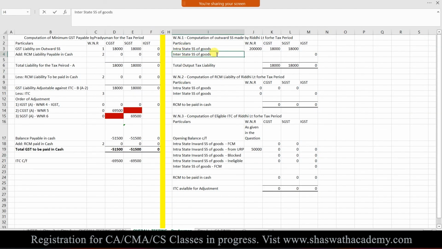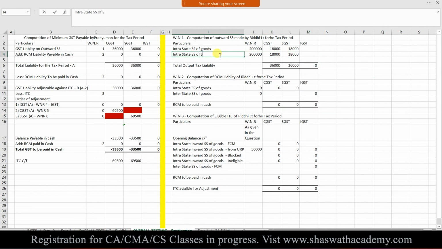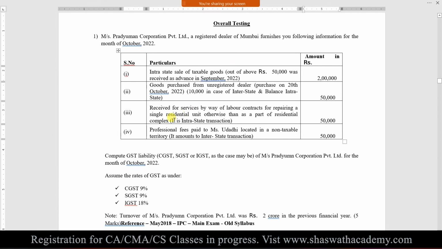This time I have to add one more line item. Interstate supply of services, and this time it's only 50,000. Accordingly, it has got altered. Last one, professional fees paid to Uday located in a non-taxable territory. It is amounting to an interstate transaction, 50,000. My dear, professional fees, I should say, advocate fees or legal service fees.